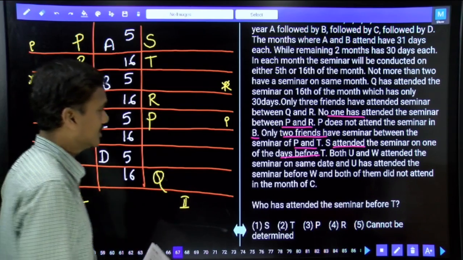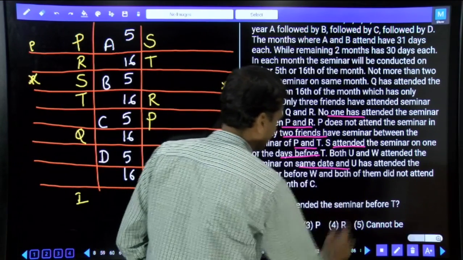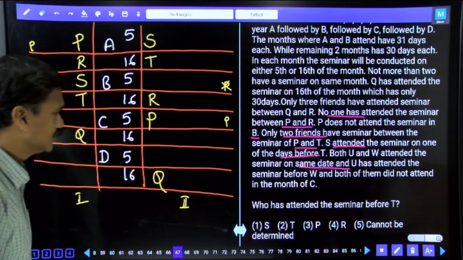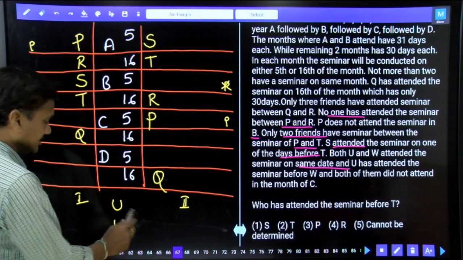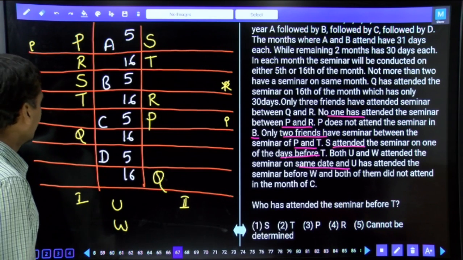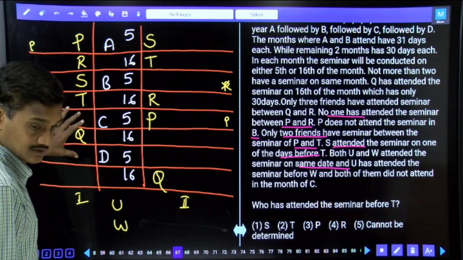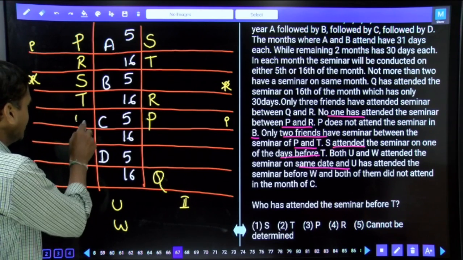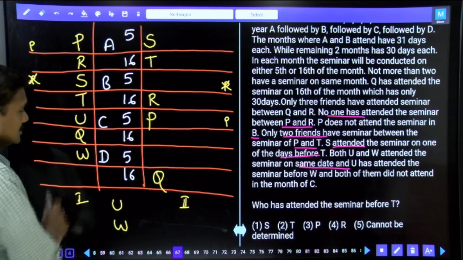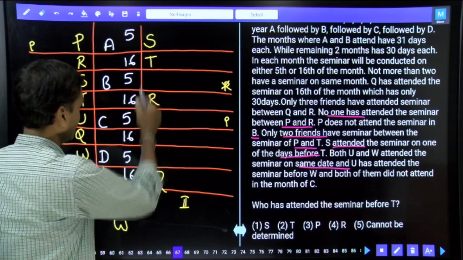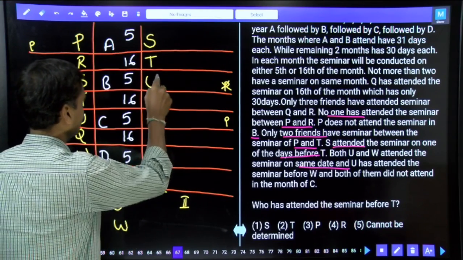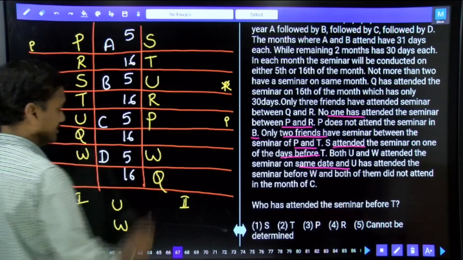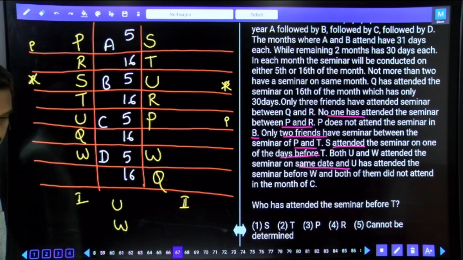Next one, both U and W attend the seminar on the same date. And U has attended the seminar before W. Now U and W are on the same date and U is before W. Now here 5 and 5 are the two left over, and U is here and W is here. And similarly here 5 is here and 5 is here and 16 is here. Hence U must be here and W is here. Both U and W are on the same dates.